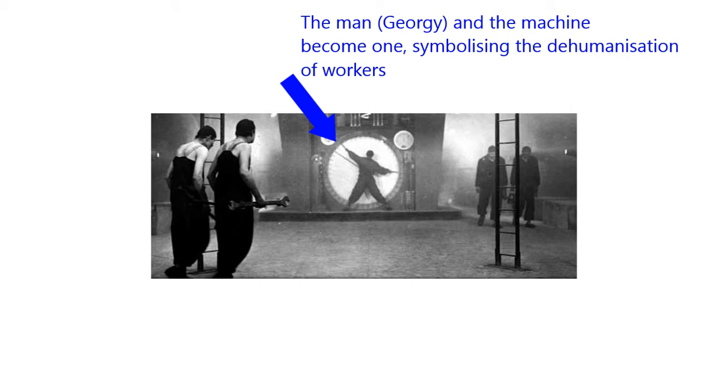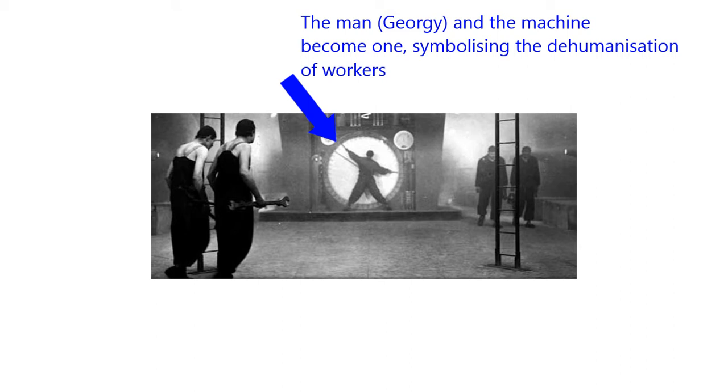Firstly, you'll notice that our eye is drawn straight to the salient feature in the shot, which is Georgie, the man, the worker, and the machine. The way that Georgie is positioned with his face away from us, his black clothing, his black hat, is part of the dehumanization of the workers.